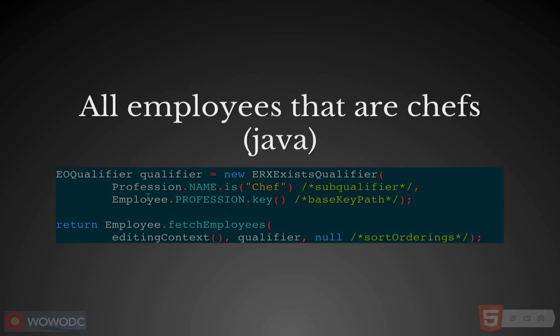Okay? So I can say employee.profession. Well, profession's a 2-1, right? Profession's a 2-1 relationship. It still works. You can still do exist. It's not going to have a problem with that. And then we say profession name is CHEF. All right, that's the subqualifier.